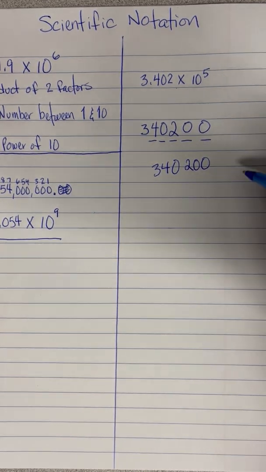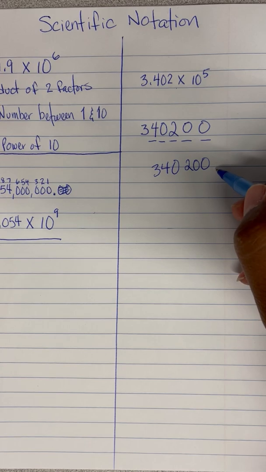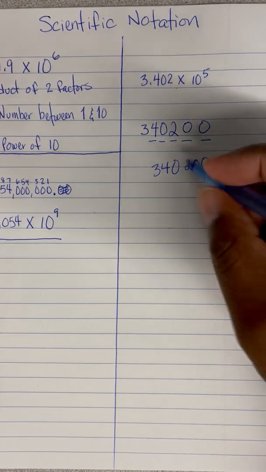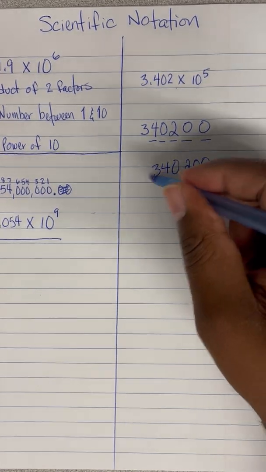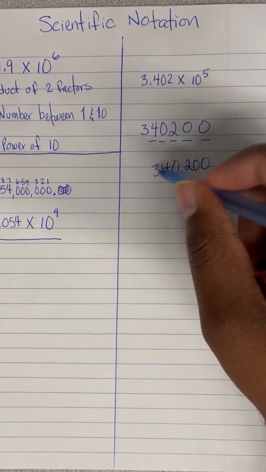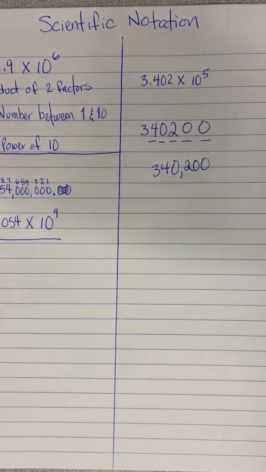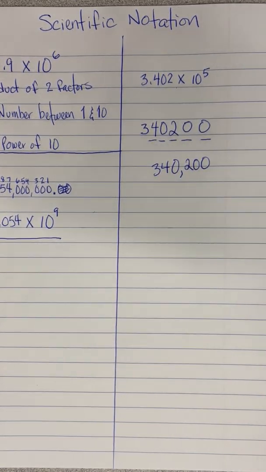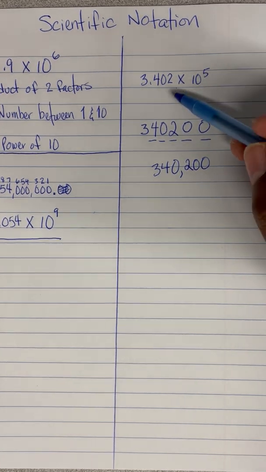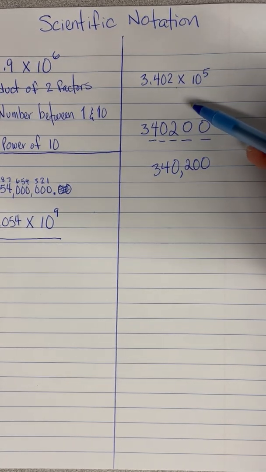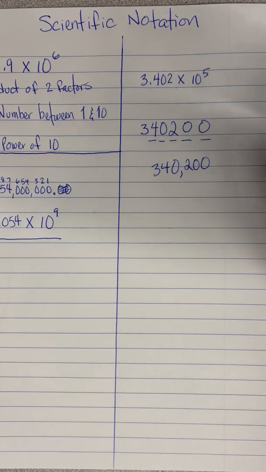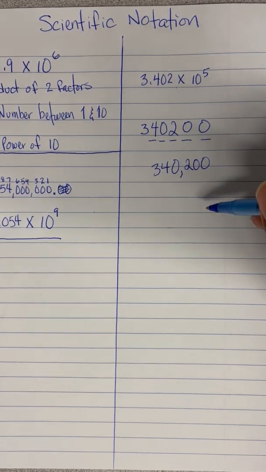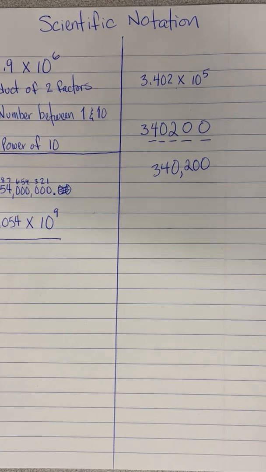And I want you to understand, you always count from the back. You go 3 spaces and you include your comma, then 3 spaces. I don't have to include a comma here because there's no number that precedes the number 3. So this number here, 3.402 times 10 to the 5th power becomes 340,200 in standard form. And that's all you would have to do.